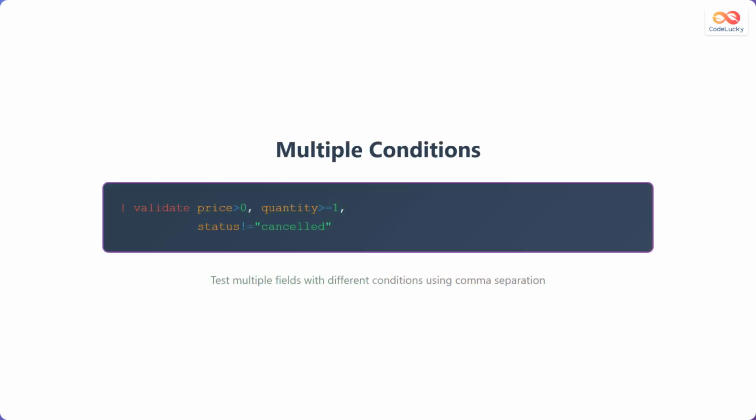The validate command supports testing multiple conditions simultaneously by separating them with commas. In this example, we test 3 different conditions: price greater than 0, quantity greater than or equal to 1, and status not equal to cancelled. Each condition is evaluated independently, and the validation results will show which conditions pass or fail for each record. This approach allows you to perform comprehensive data validation in a single command.